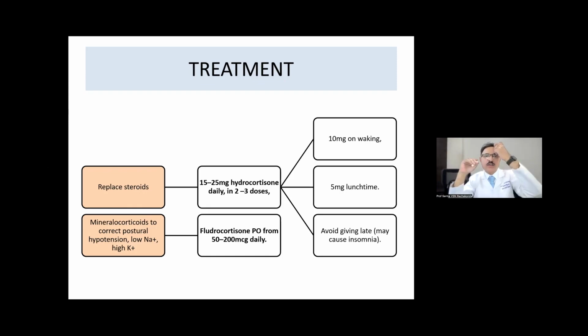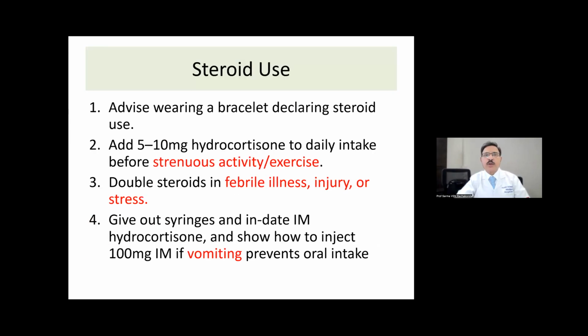Fludrocortisone acetate is available; Fludrocort is the tablet form. Fludrocortisone orally, 50 to 200 micrograms daily. Two types of supplementation are required for primary. For secondary, only one supplementation, cortisone; mineralocorticoid is not required because it is not effective. Mineralocorticoids correct postural hypotension, low sodium, and high potassium.